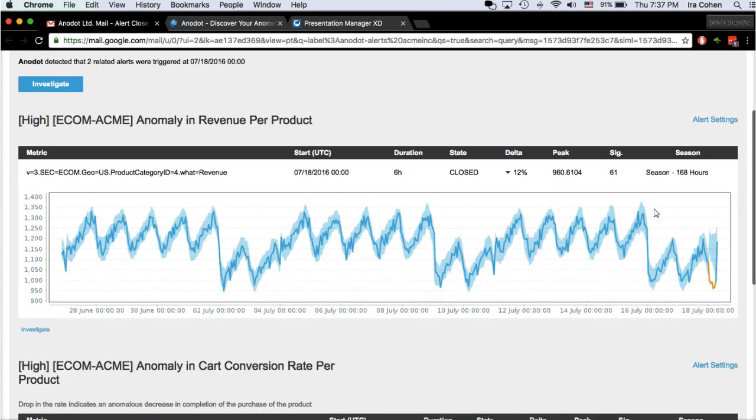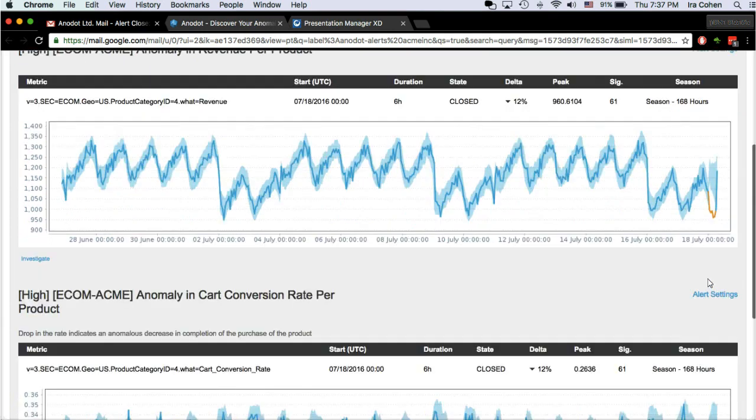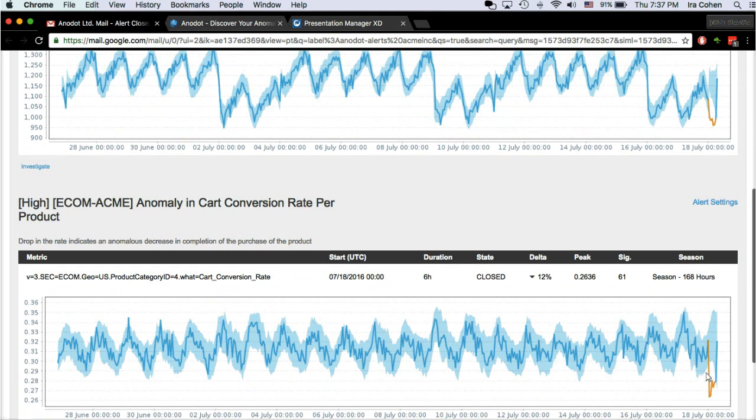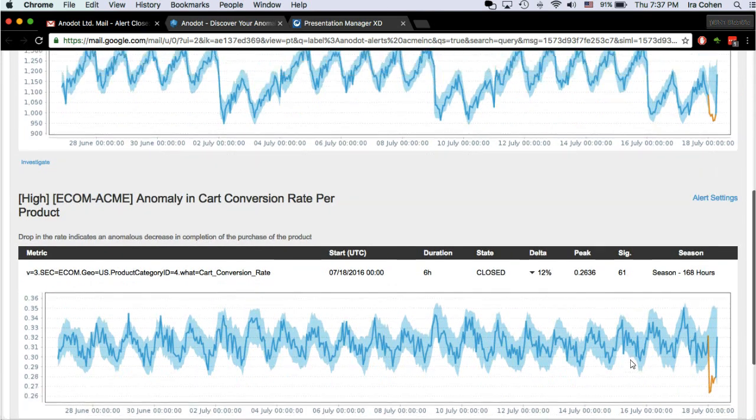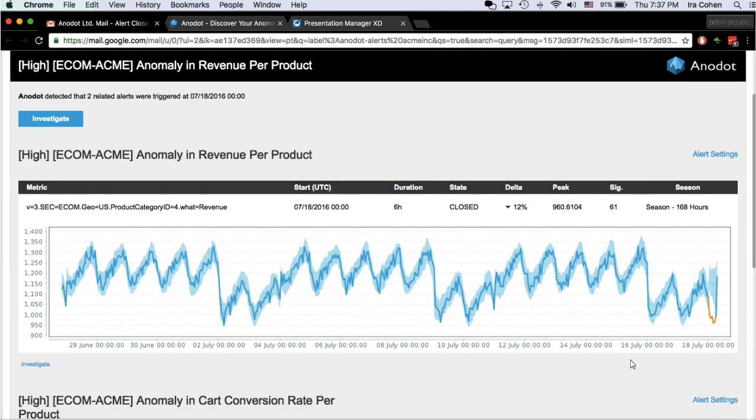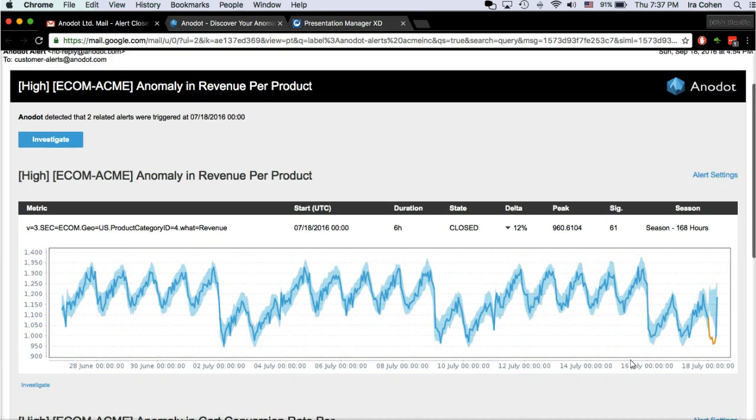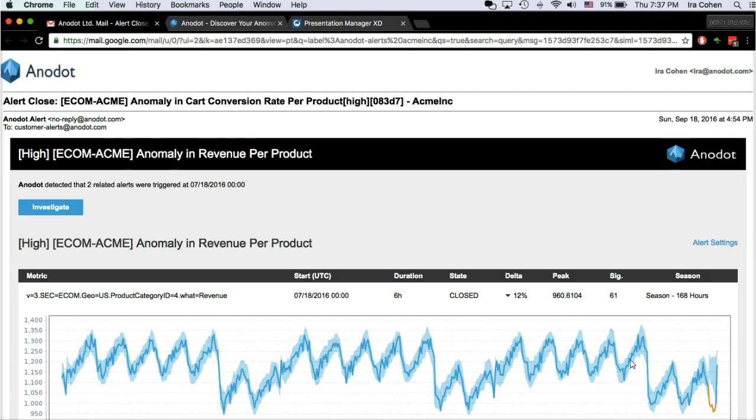The revenue metric for product category 4 in the US dropped compared to where it should have been. This is the end of the week, and it should have started increasing, but it didn't. And the cart conversion also decreased abnormally compared to that time of day. Once I see that, I want to understand why. Why does this happen? Are there other anomalies in other metrics that I don't necessarily care to be alerted on and woken up at 3 a.m. for, but that could help me identify why this happened?